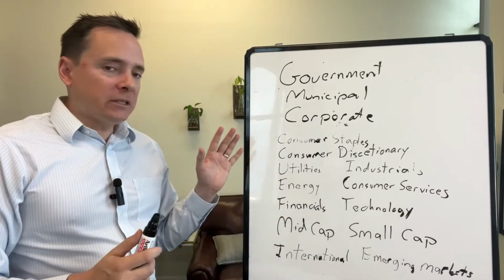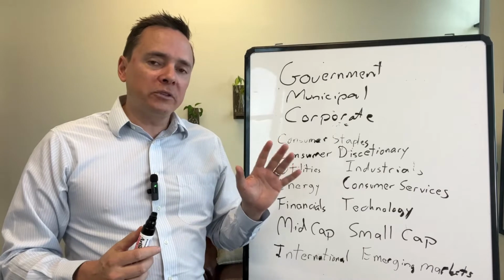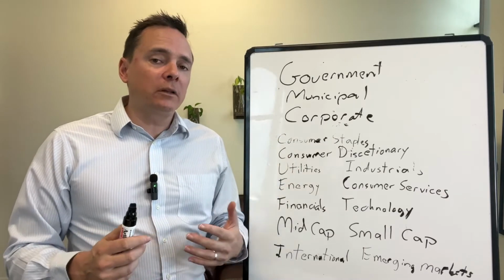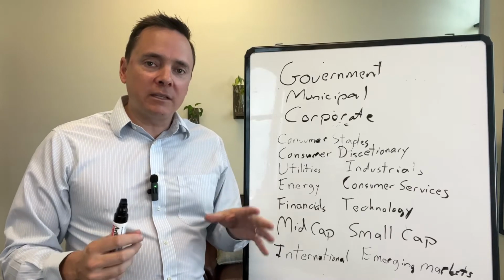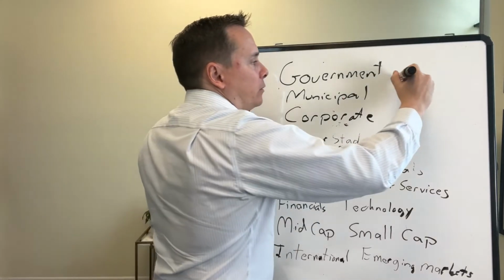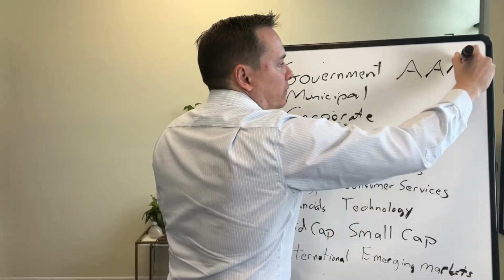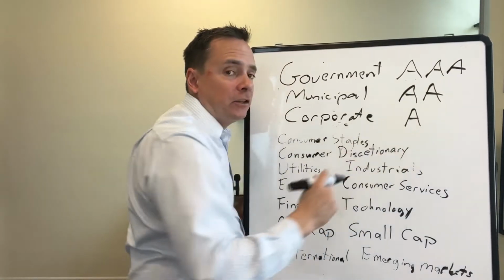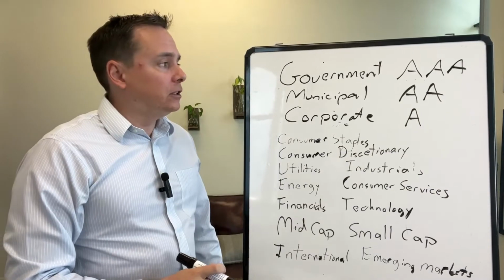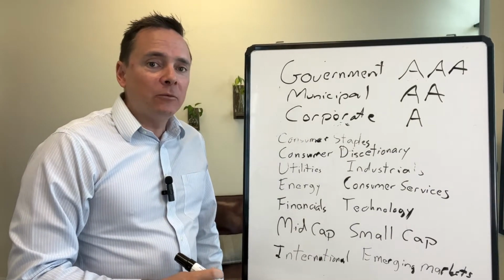Now, the philosophy behind the bond portion of this portfolio, I feel very strongly about because I see a lot of people making the same mistake when they design their portfolios. There are different ratings when it comes to bonds. You could put money in a AAA rated bond, in a AA rated bond, in an A rated bond.